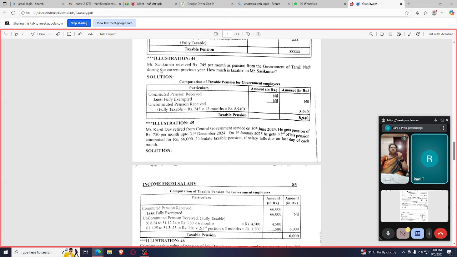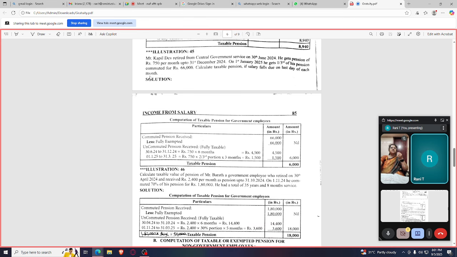See, first one, Shashi Kumar received 745 per month as pension from the government of Tamil Nadu during the previous year. How much is taxable to Shashi Kumar? 745 into 12, which is 8,940, it is fully taxable. This is so easy to understand. Commuted pension is fully exempted. Uncommuted pension, what is the amount? 745. So, into 12, what will be the full figure? 8,940. The complete 8,940 becomes the taxable pension.